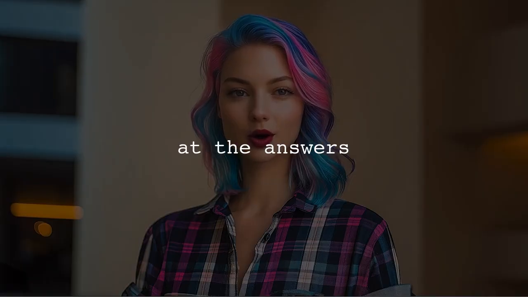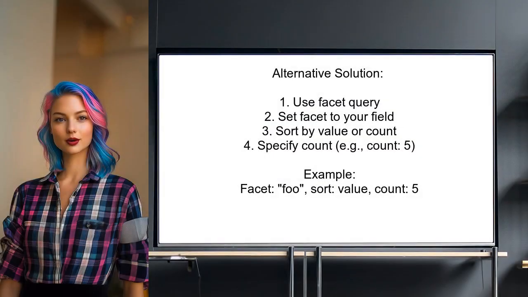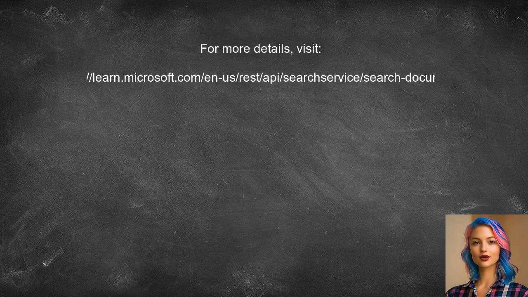Now, let's look at the answers provided by other users. An alternative solution provided by another user suggests using the facet query with specific parameters. You can set the facet to your desired field, sort it by value or count, and specify the count to limit the number of items returned. For example, you can set the count to 5 to get the top 5 documents for each facet. For more detailed information, you can refer to the Azure Search documentation linked in the response.